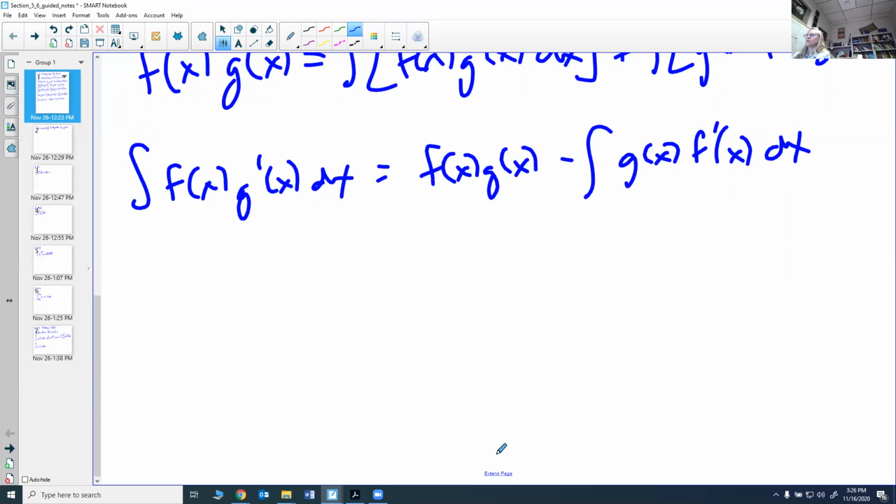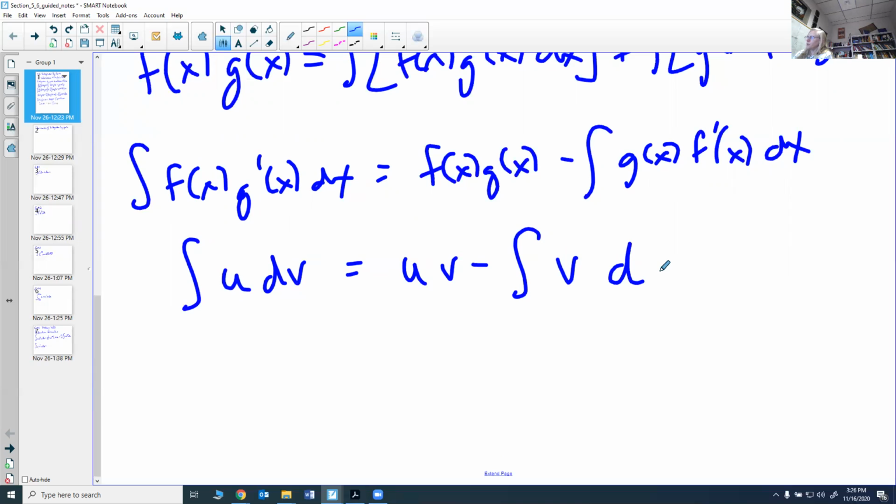Some people like to use u's and v's instead of f's and g's. So sometimes you'll see people write this as u times dv, u being your f of x, dv being the g prime dx, is equal to u times v minus the integral of v, g of x is going to be the v because g prime is dv, times du, because f prime dx is the du. So you'll see me probably write it this way. I like to use it this way instead of f's and g's. I think it gets too confusing.